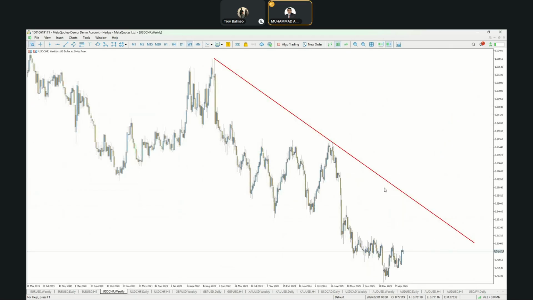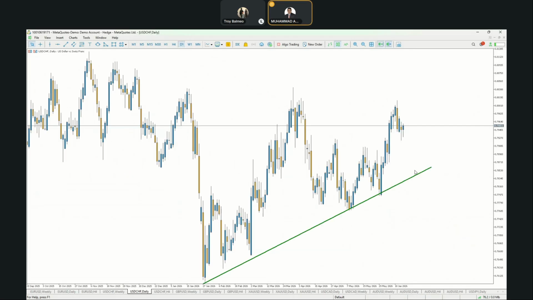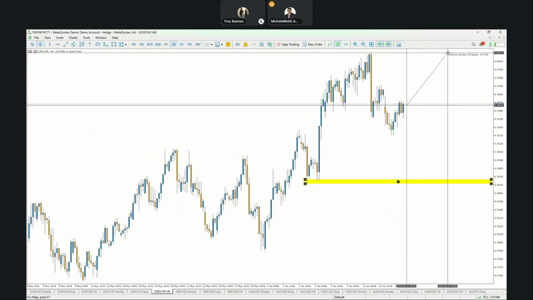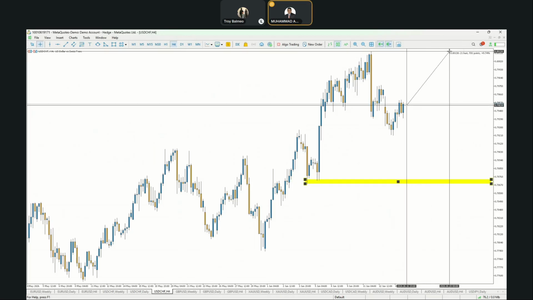Okay. Next one is the US dollar Swiss franc. The USD Swiss franc currency pair, the overall trend is down in the weekly time frame. In the daily time frame, it looks kind of a bit like an uptrend going on over here. And even in the 4-hour time frame, this is the support area. So as long as price action is staying above this support, it's quite possible that we might get further upside in the US dollar Swiss franc currency pair.